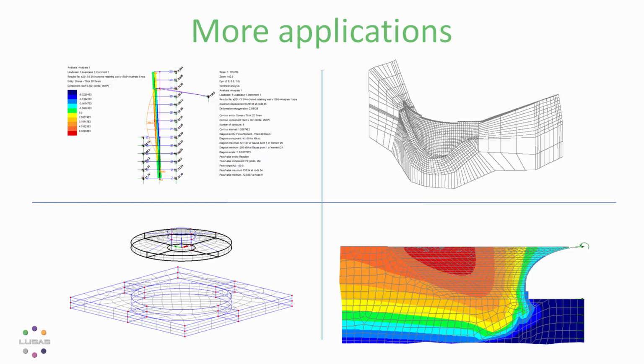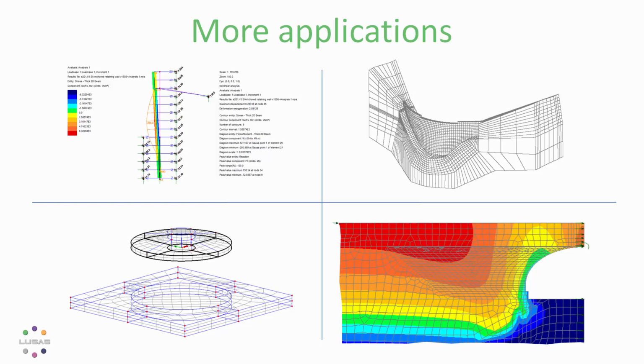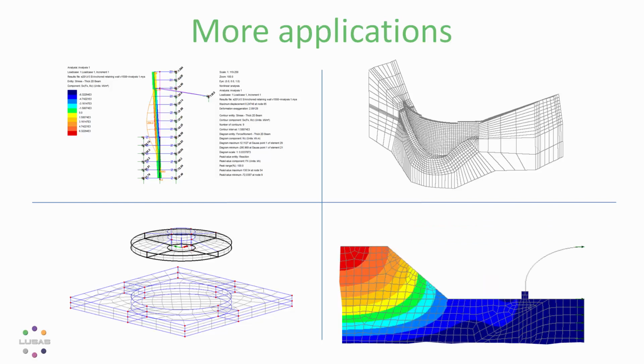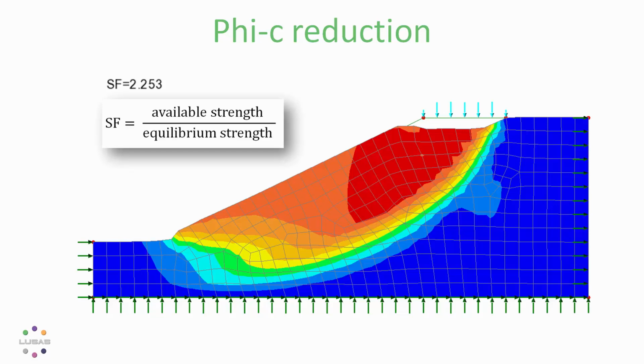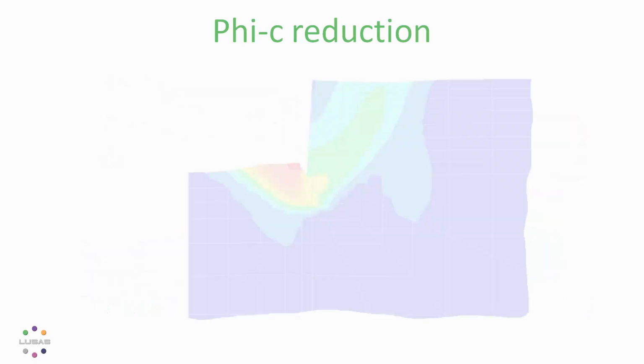Lucis version 19 includes some new facilities which have been developed with these and further soil applications in mind. The Phi-c reduction method gives a safety factor based on, as the name suggests, a soil strength reduction analysis. The factor indicates how the available soil strength compares to the soil strength required for equilibrium for a given set of loads. It's typically used for slope stability or retaining structures.